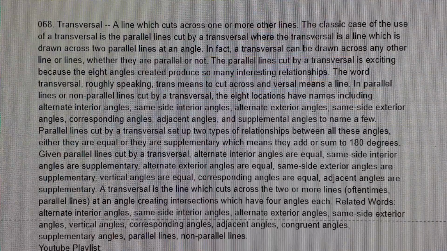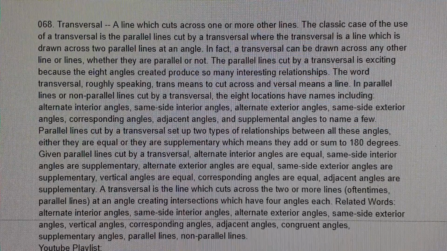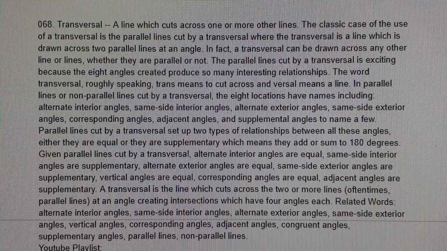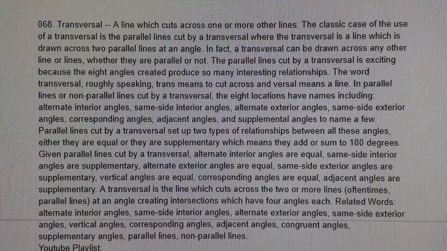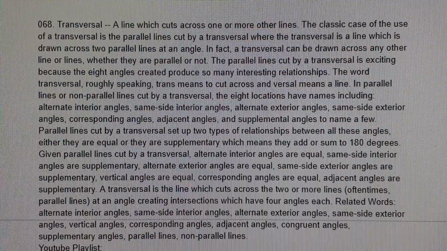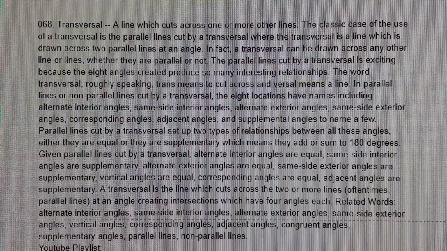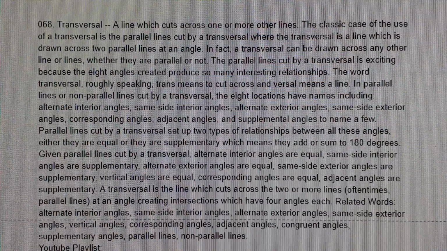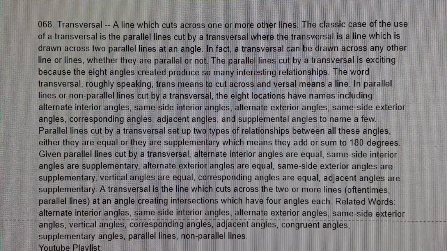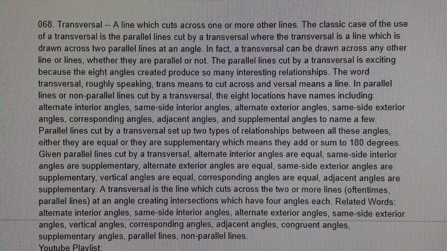A transversal is a line which cuts across the 2 or more lines (often parallel lines) at an angle, creating intersections which have 4 angles each. Related words: alternate interior angles, same-side interior angles, alternate exterior angles, same-side exterior angles, vertical angles, corresponding angles, adjacent angles, congruent angles, supplementary angles, parallel lines, non-parallel lines.